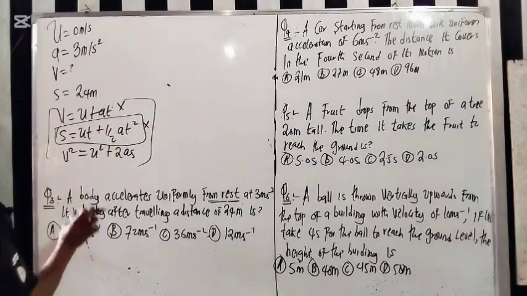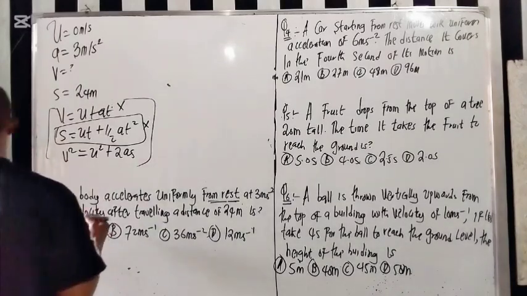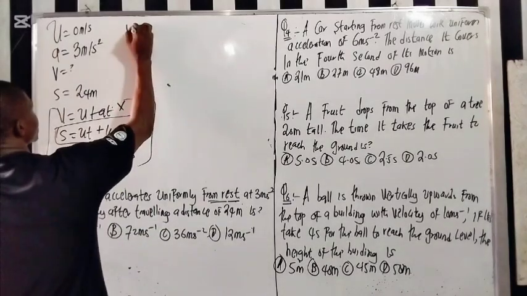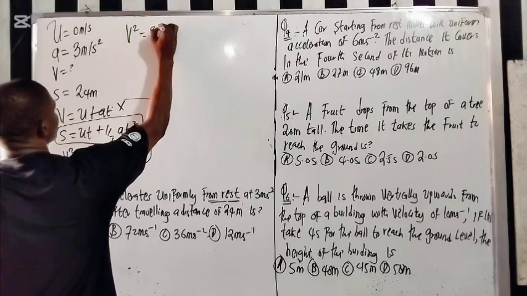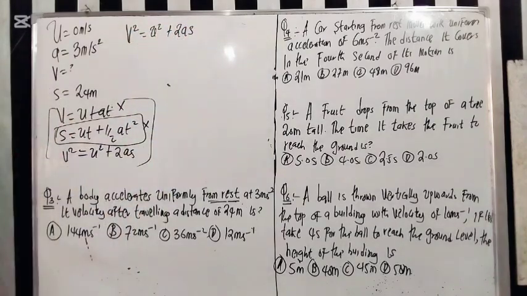So the one we are going to focus on is v squared equals u squared plus 2as, right? So it's going to be what? v squared equals u squared plus 2ax. This is what you are using here. Hope you understand. Very easy.